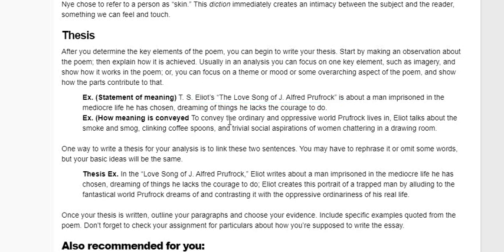It talks about a man who is imprisoned in a mediocre life, and he has chosen dreaming of things he lacks the courage to do. What does he want to convey? The ordinary and oppressive world where Prufrock lives in.